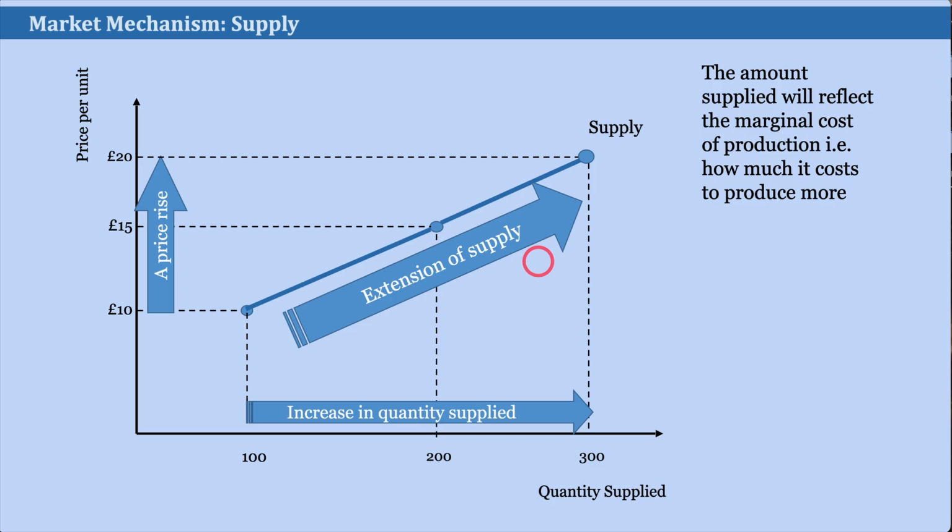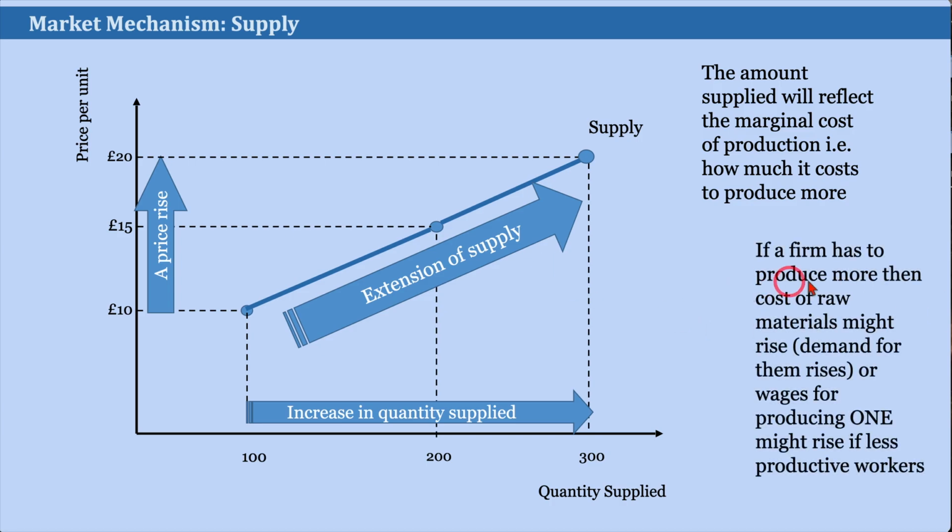In other words, how much is it going to cost the firm to supply one more good in the market? And that obviously depends on the costs of producing those goods in the market. And so this is the key, absolute key, to working out what's going to happen here. So if a firm has to produce more, it's being asked to produce, say, 200, where it was producing 100, two sorts of things might happen.